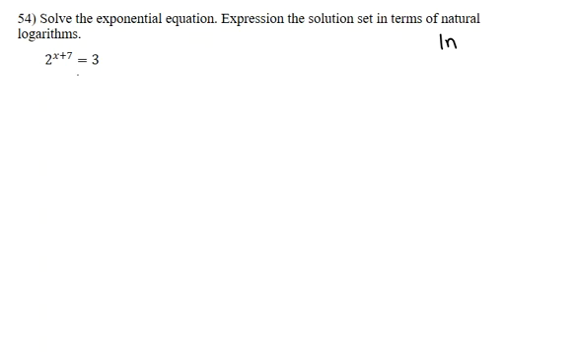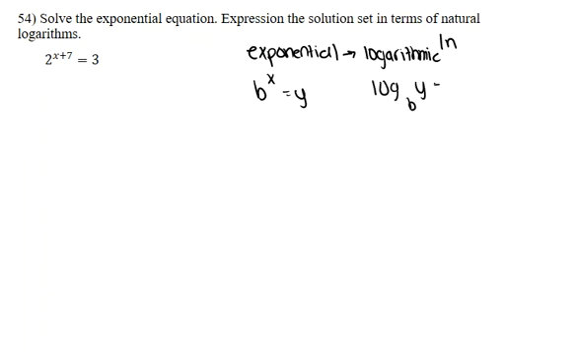The first thing we want to do is recognize that this is an exponential form. If you can remember, you can change between exponential form and logarithmic form. When you have exponential form, you have b to the x power is equal to y. When you have logarithmic form, you have log base b of y is equal to x. Looking at our given, we can see that our 2 is the b, our x plus 7 is the x, and our 3 is the y.